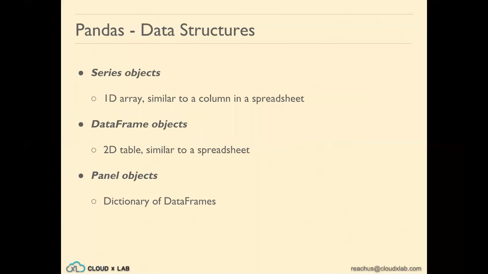In general, pandas provides three kinds of data structures: series objects, which are nothing but arrays in which you can define the column names. They are very similar to a column in a spreadsheet.